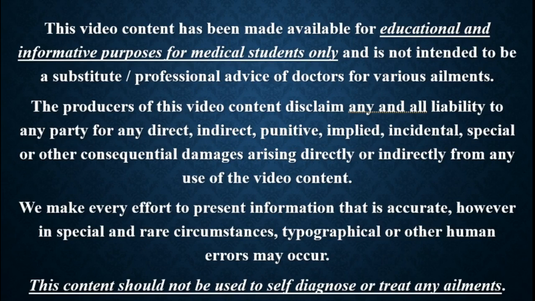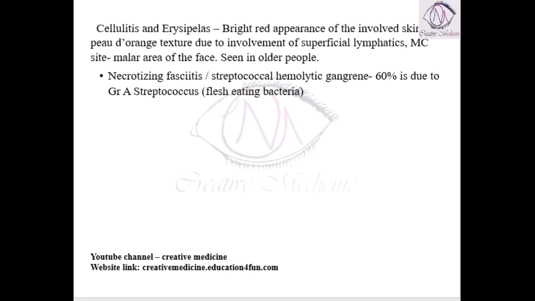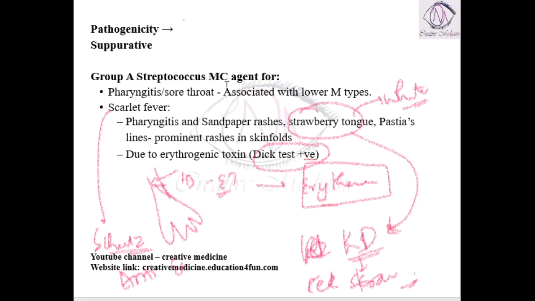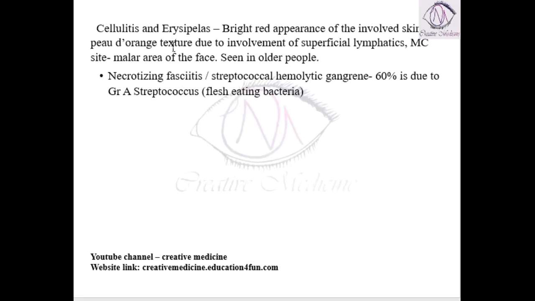In this lecture, we will learn about Streptococcus. Group A beta streptococcus is important for pharyngitis, scarlet fever, and impetigo. The next is erysipelas and cellulitis. Erysipelas and cellulitis. What are these?